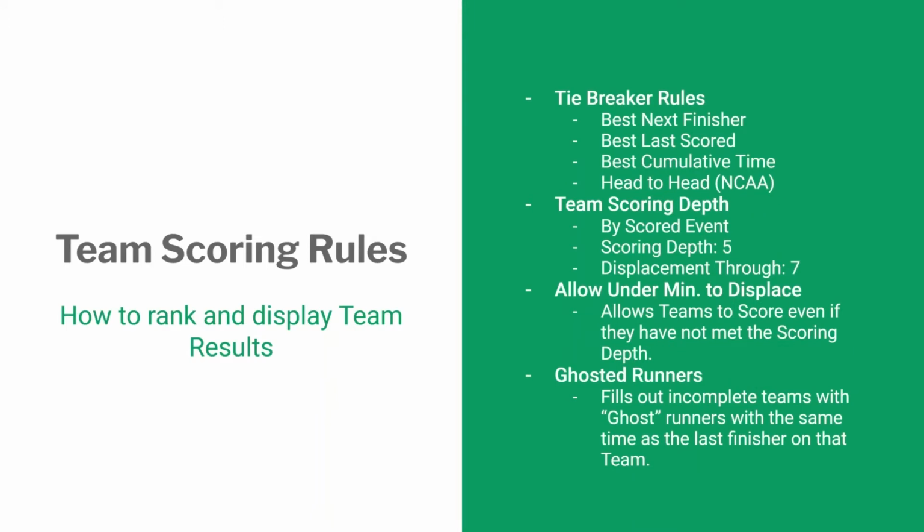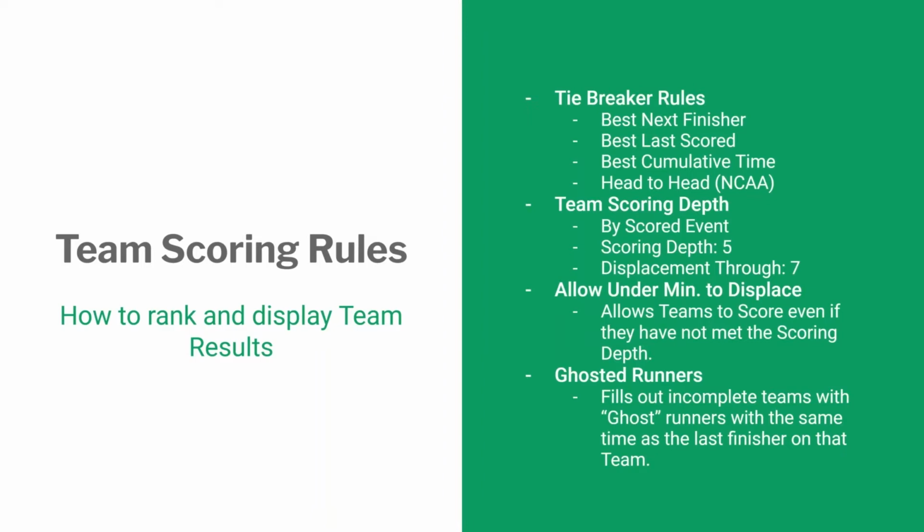So we have all these different types of tiebreaker rules, since different types of affiliations have different requirements, but we think we have everything that is needed here. You can either do the best next finisher, the best last scored finisher for each team, the best cumulative time for the entire team, or the specific head-to-head rules that the NCAA requires.